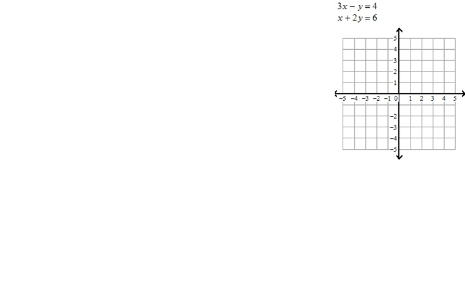We need to solve the system of equations by graphing. Solve both of these equations for y. We use our slope-intercept pattern. We see where the lines cross.